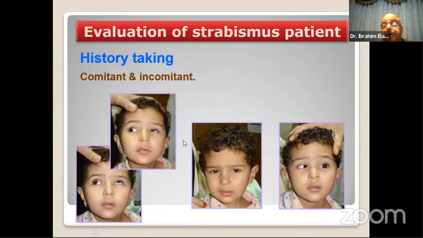This is a case of Duane retraction syndrome in the left eye with limited abduction, with widening of the palpebral fissure on abduction, with narrowing of the palpebral fissure on adduction, together with upshoot.